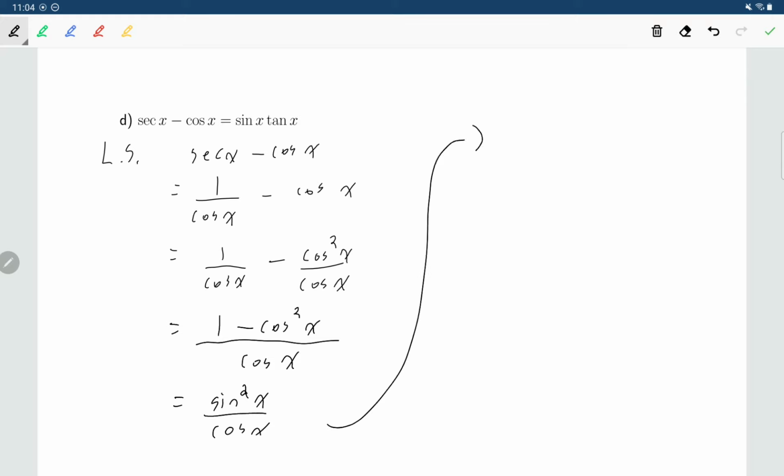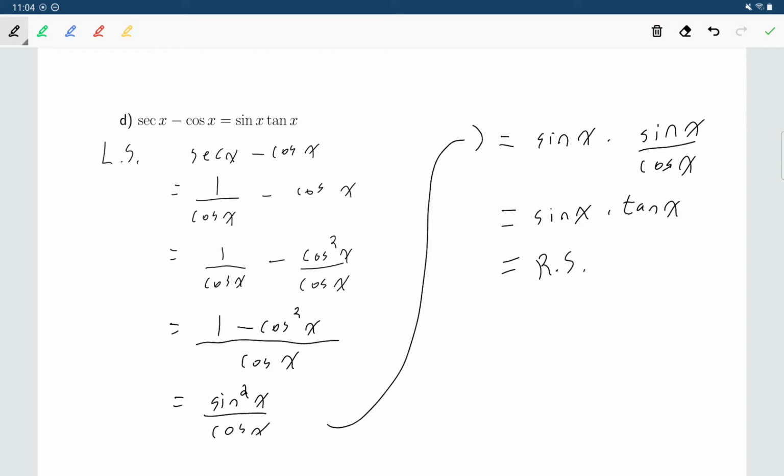And we're almost finished because we now have sine squared over cosine, which is the same thing as sine times sine over cosine. And sine over cosine is the same thing as tangent. And there we go. We have it equal to the right side now. The right side of our equation was sine x times tangent x, and that's exactly what we've shown, that the left side, secant x minus cosine x, could be adjusted and modified so that it turns into the right side of the equation.